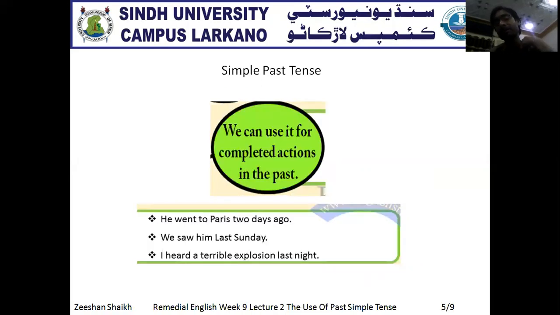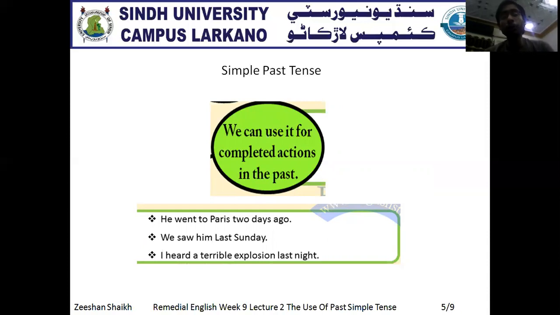Now the second one, that is, past simple tense is used with a completed action. Examples are given below, that he went to Paris 2 days ago. Means now he's no more in Paris. He might be in London, he might be in America. So he went to Paris for 2 days. Means within the 2 days, he remained in Paris. Now the action is completed, means he lived in Paris for 2 days. Now after 2 days, he's no more in Paris. He might be in London, he might be in Pakistan, wherever he is, or wherever he is living right now.